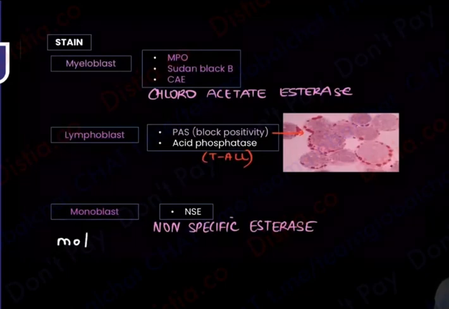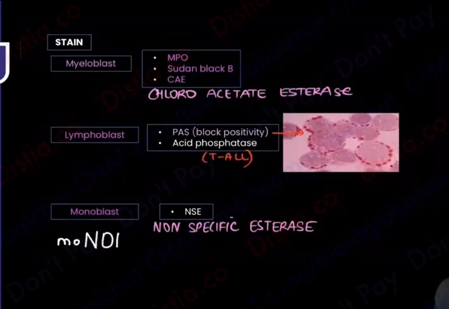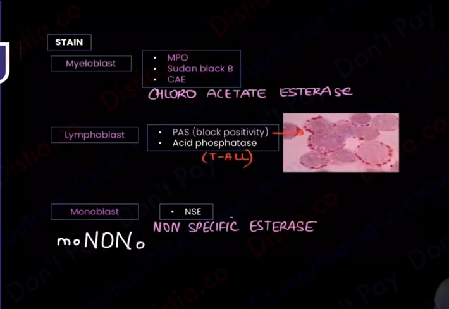So remember, for monoblast, the non-specific esterase is what you have over here, whereas myeloblast becomes the chloroacetate esterase. Right now, these stains might sound like way too much information overload, but as you study the leukemias, this is going to be such a handy slide for all of you.